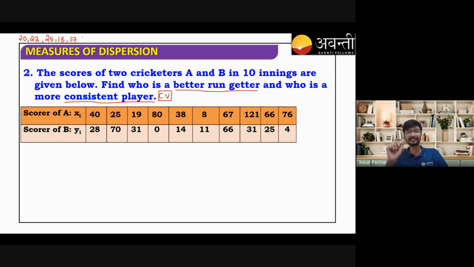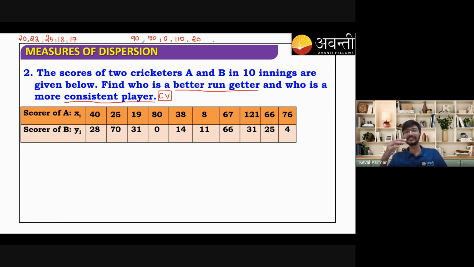So he is consistent, right? He consistently scores around 20. But the second player scores 90 in the first match, second match he scores 50, third match he goes out for duck, fourth match he scores a century, fifth match he scores 20. So if you see, the better run getter is the second player.